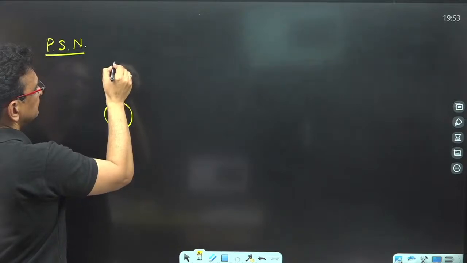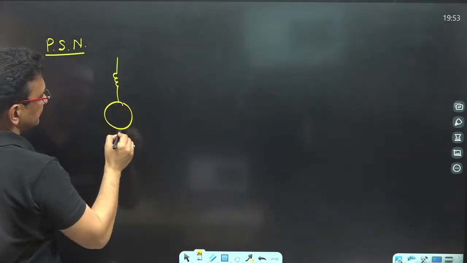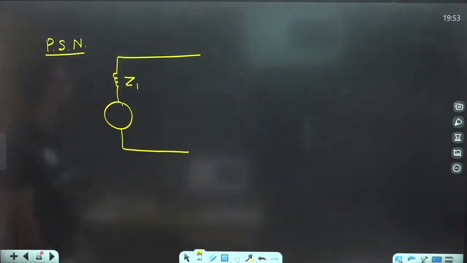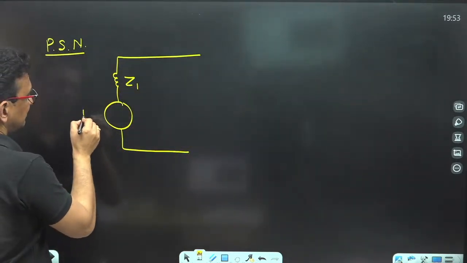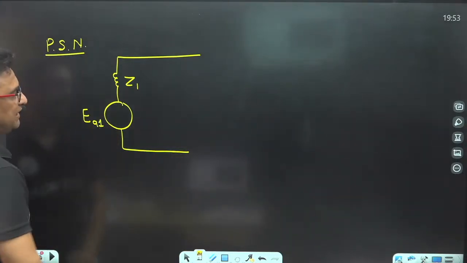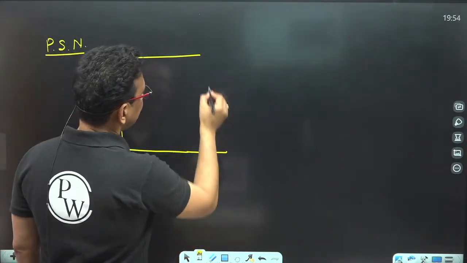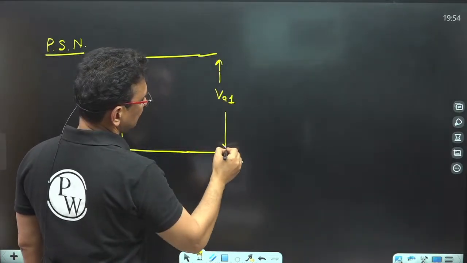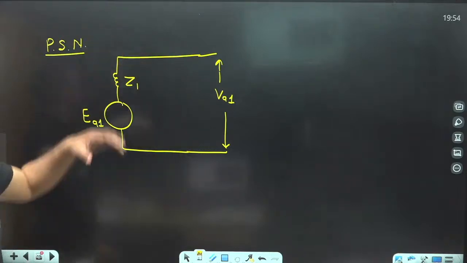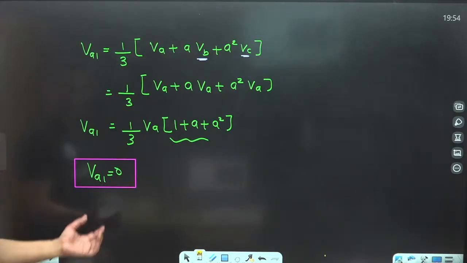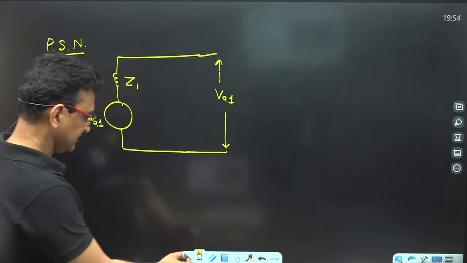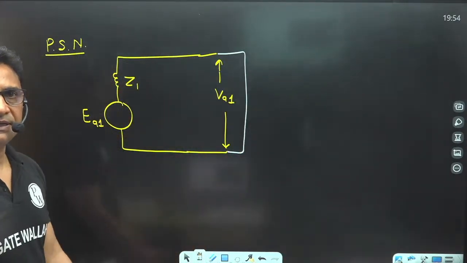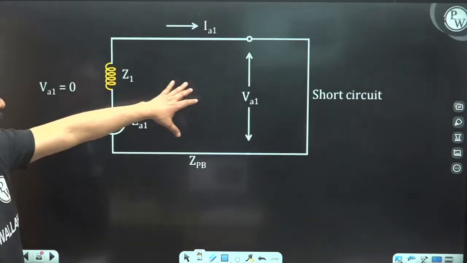It has a source in series with a positive sequence impedance. Clear? Suppose the source is the positive sequence induced EMF. This point is called VA1. VA1 is nothing but the terminal voltage of the positive sequence network. Now we have just proved this VA1 is equivalent to 0. 0 means it is like a short circuit. So this is the short circuit.